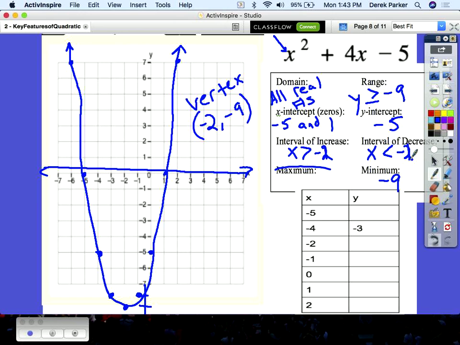Now, I also have a table here that I could have filled in to help me. (-5, 0), (-4, -5), (-2, -9), (-1, -8), (0, -5), (1, 0), and (2, 7).